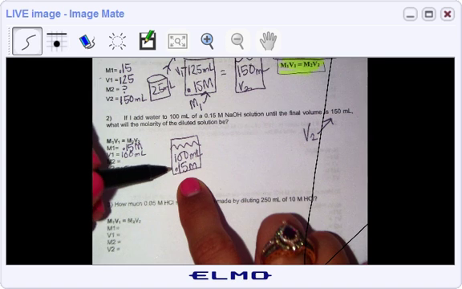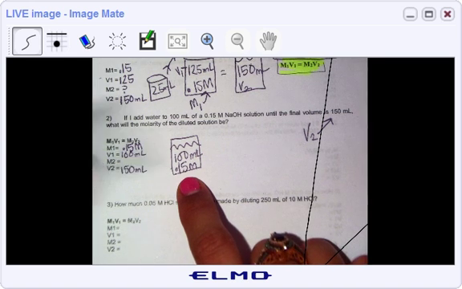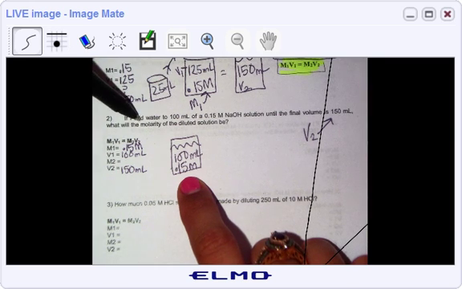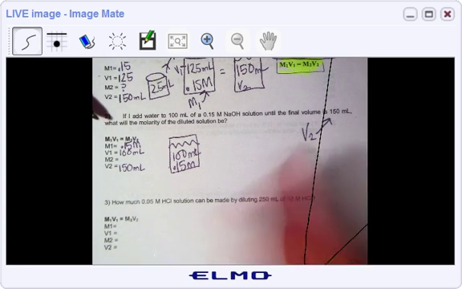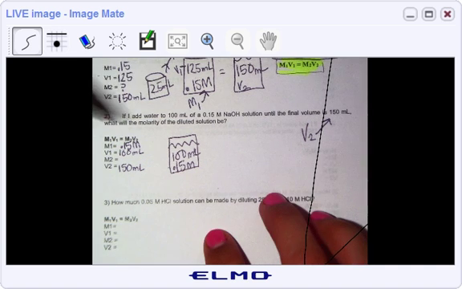So you have this beaker right here of 100 milliliters, and then you're going to add some water. If you're adding water, which means you're diluting it, do you think the concentration is going to be higher or lower? The concentration should be lower if you're diluting it. So you can kind of double check your answers. It needs to be smaller than 0.15.